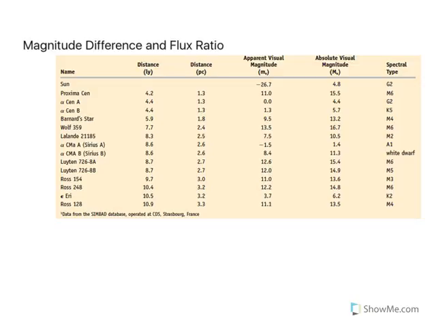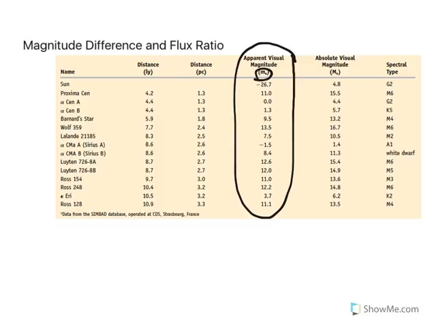Let's look in your textbook at a table in Appendix A on the 15 nearest stars. And these are the nearest stars to Earth. As you can see, the Sun is in the list. Notice the column called apparent visual magnitude. And notice that it's labeled a small m sub v. Small m means apparent visual magnitude, and visual, small v, means visual. So apparent visual magnitude is how bright the stars appear to your eyes.